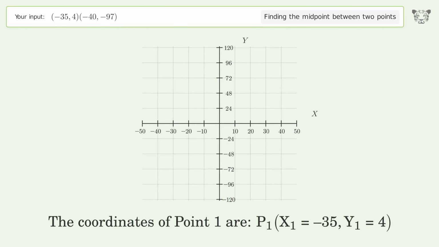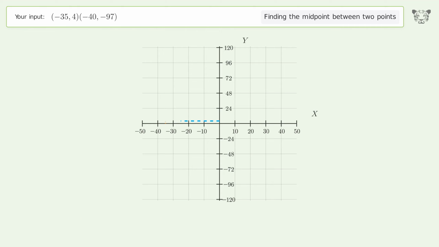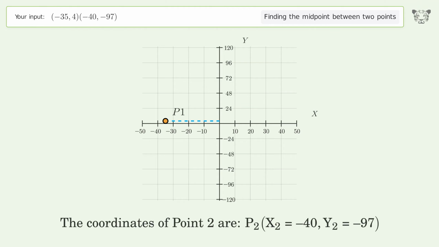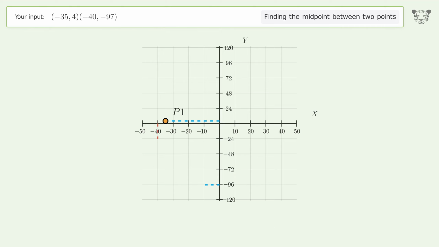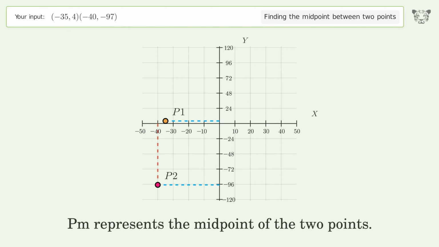The coordinates of point 1 are, x1 equals -35, y1 equals 4. The coordinates of point 2 are, x2 equals -40, y2 equals -97. PM represents the midpoint of the 2 points.